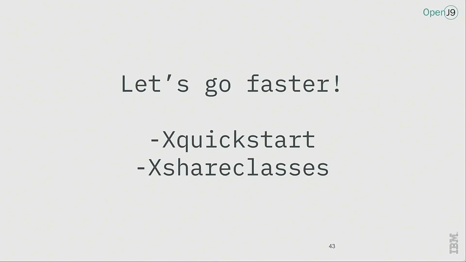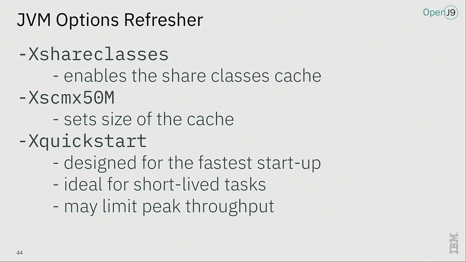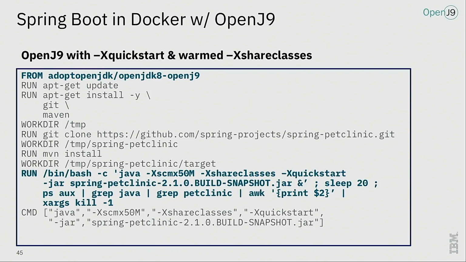So Charlie talked about Xquickstart and shared classes, right? Just as a super quick refresher, there are some arguments that we're going to add to the Docker file here. Share classes enables the cache. SCMX sets the size of the cache, and we're going to set the quickstart, which is trading off faster startup for slower throughput in the end. And I have some charts to show you later about how that balances out and what the actual impacts are. So now let's look at the Docker file.